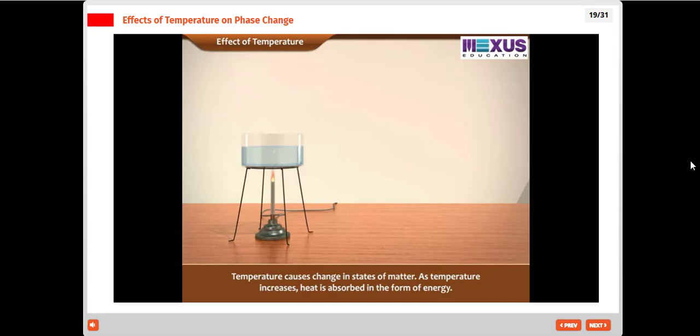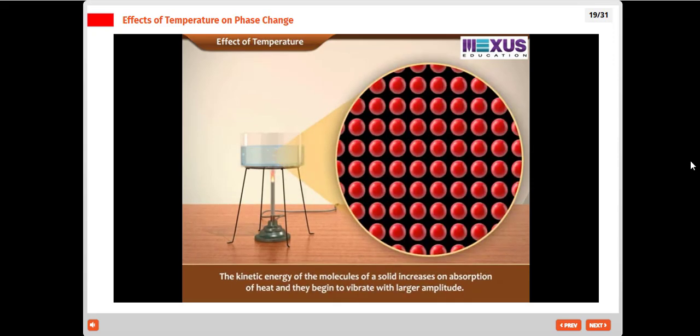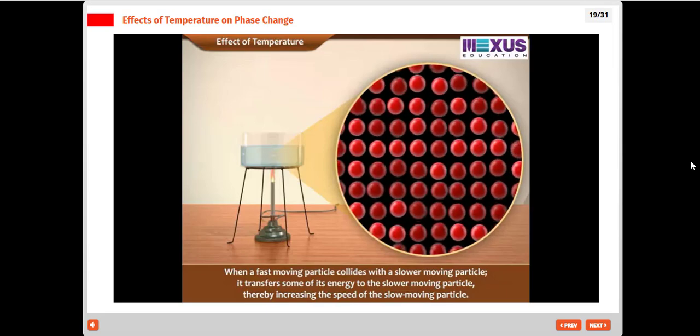Temperature causes change in states of matter. As temperature increases, heat is absorbed in the form of energy. The kinetic energy of the molecules of a solid increases on absorption of heat, and they begin to vibrate with larger amplitude. When a fast-moving particle collides with a slower-moving particle, it transfers some of its energy to the slower-moving particle, thereby increasing the speed of the slow-moving particle.